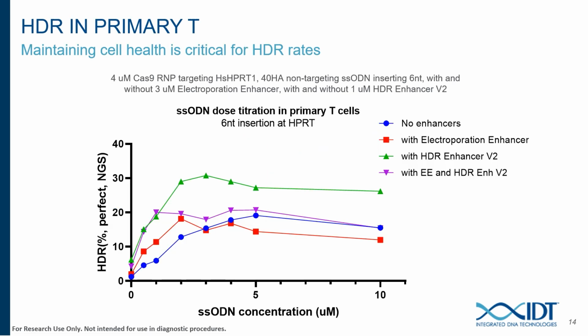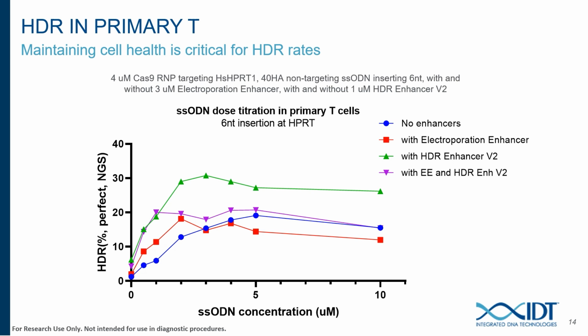And for HDR in primary T cells, we found that it's important to not overload the cells with either donor or the various enhancers in order to maintain the health of the cells for the best HDR rates. So in this experiment, we've varied the concentration of the single-stranded donor, so that's the x-axis here, and then subjected the cells to different combinations of either the electroporation enhancer and the HDR enhancer. So remember that these are two different products. The blue here represents using neither enhancer, red is electroporation enhancer only, green is HDR enhancer only, and the purple is combining both the electroporation enhancer and the HDR enhancer.